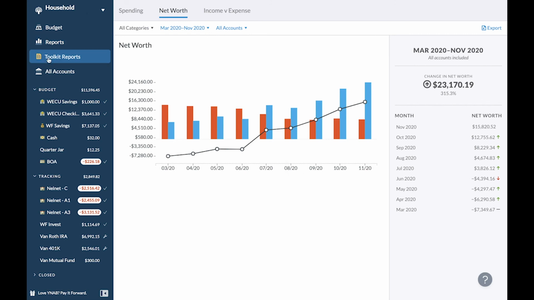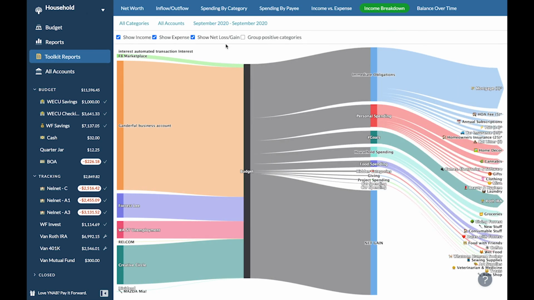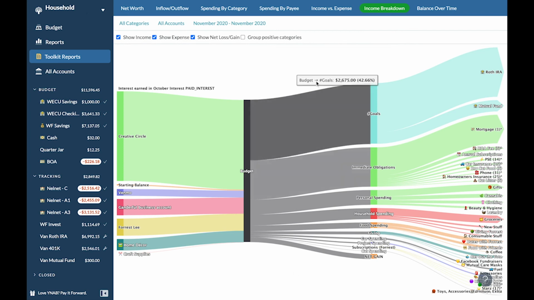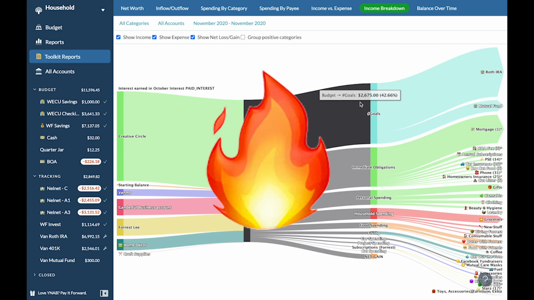But what I love are the toolkit reports, and this is my favorite one of all. I'm looking at September right now, so I will do last month. That's November at this point. And you can see how much, like 42% of my income went straight to retirement saving, which is pretty amazing. Like, that's some fire right there.